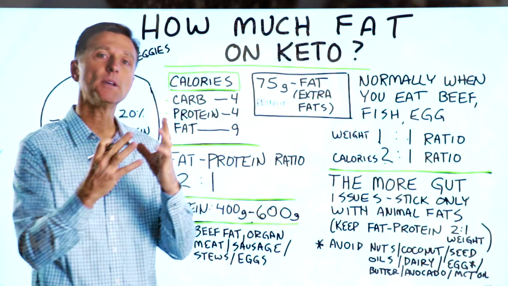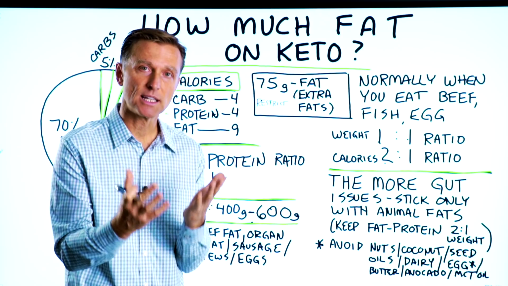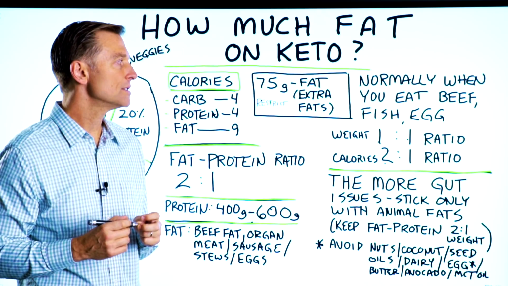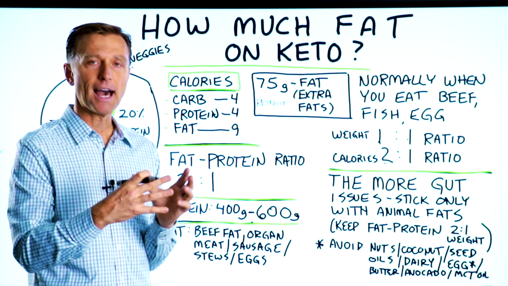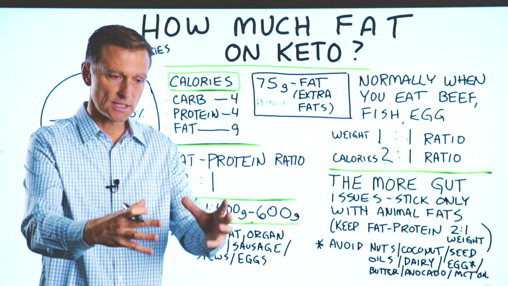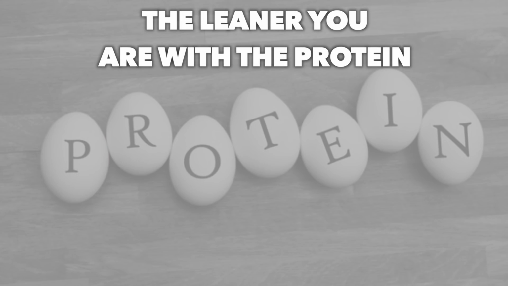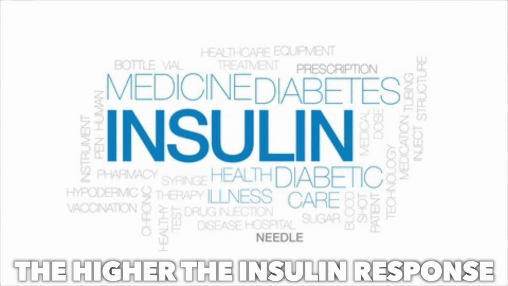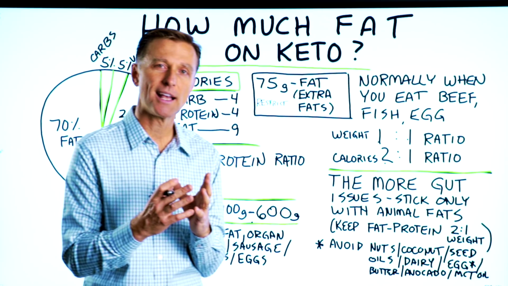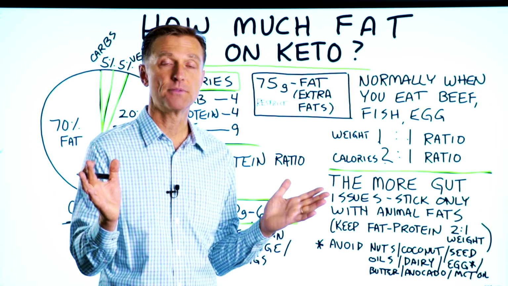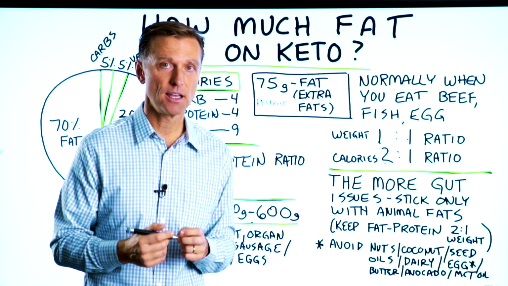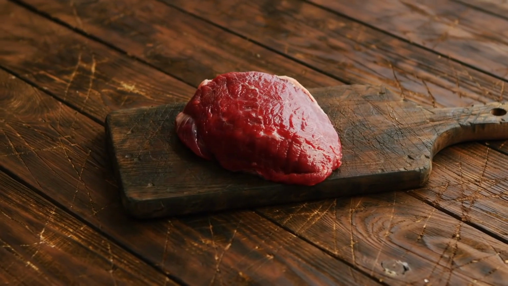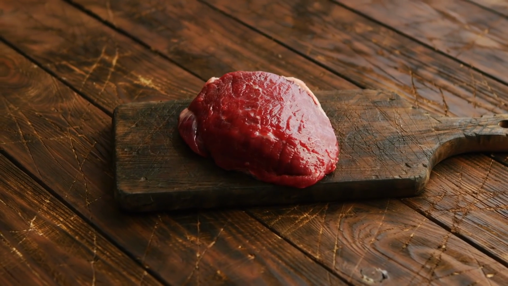But when you're consuming protein with the ketogenic diet, you always want to keep the fat that normally comes with that protein together. Also, the leaner you are with the protein, the higher the insulin response. That's why whey protein, which virtually has no fat, is very high on the insulin index. It triggers insulin. So you want to stick with proteins that have higher amounts of fat.